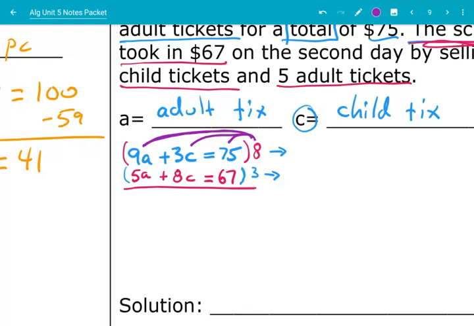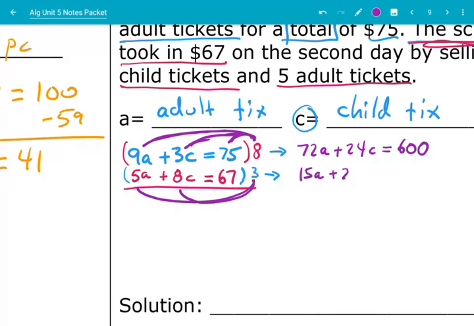So, just to show this kind of going backwards, the first bit, 9 times 8 is 72 adult tickets. And then 8 times 3 is 24C. And then 8 times 75 is going to make me break out my calculator. 8 times 75 is 600, equals 600. These numbers are kind of big, but that's all right. Now over here, I'm going to do 3 times 5. It's 15A. 3 times 8, it's 24C. And there we go.